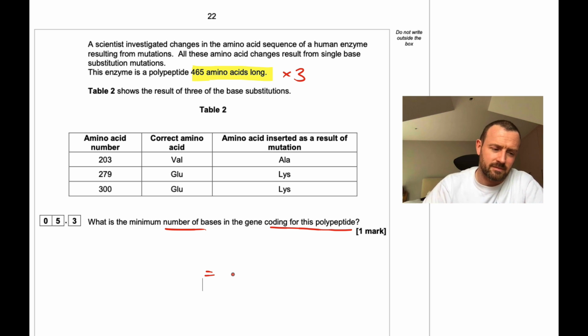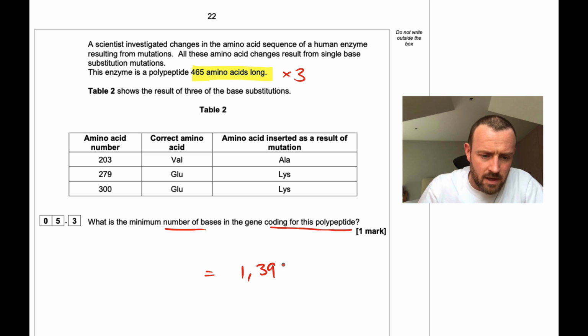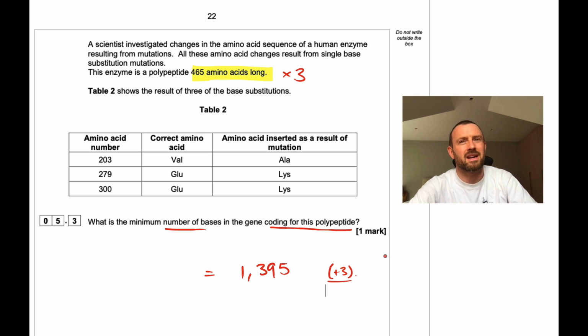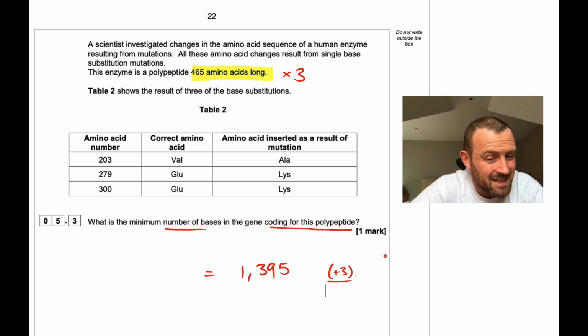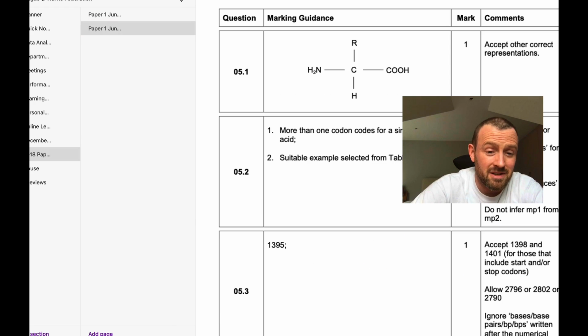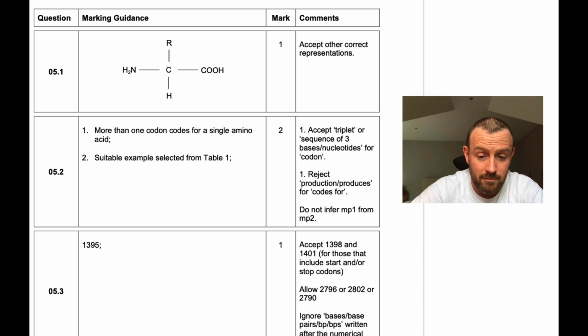I doubt that it will be 1,000. It could be. There's a small chance, and I don't really know what the answer will be, that it might be 3 more because you might include the stop codon, but I don't think so. So let's have a look at the mark scheme, see what they say. 1395, yeah.